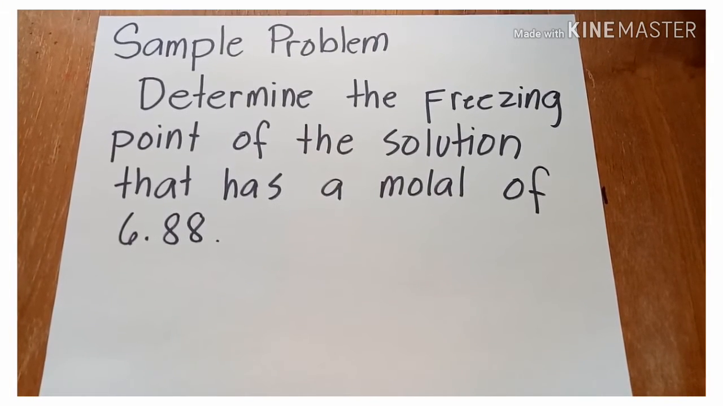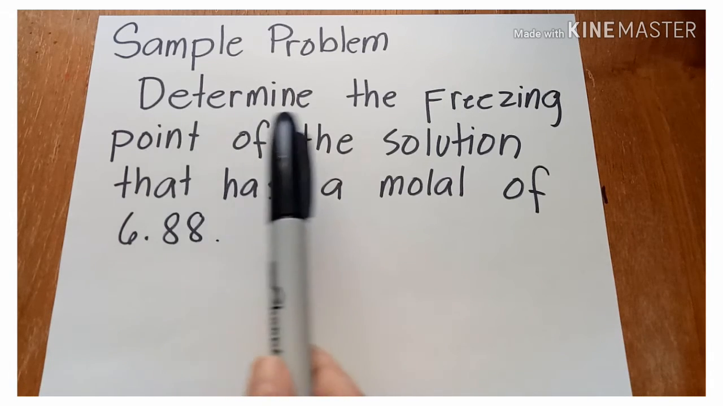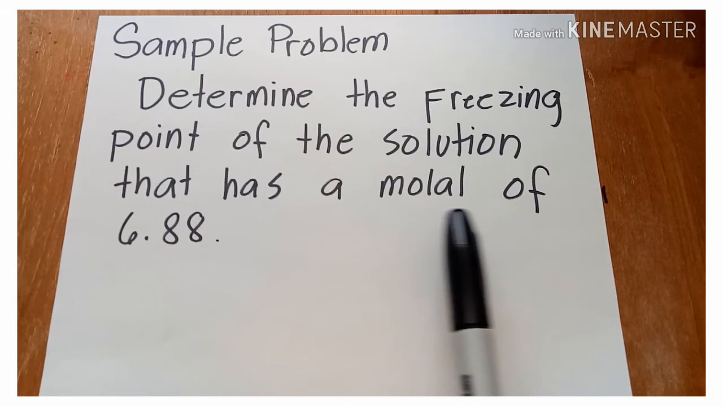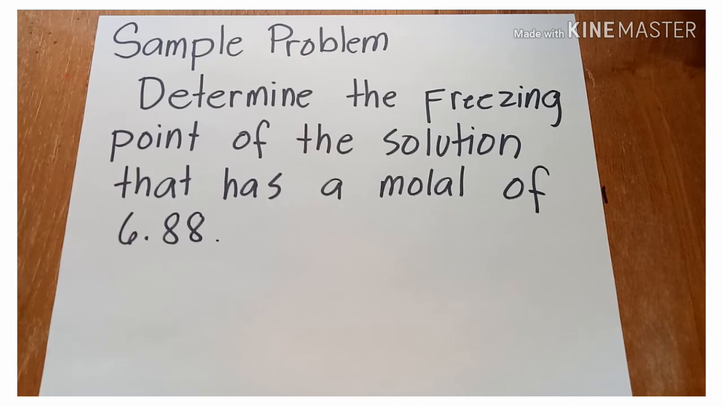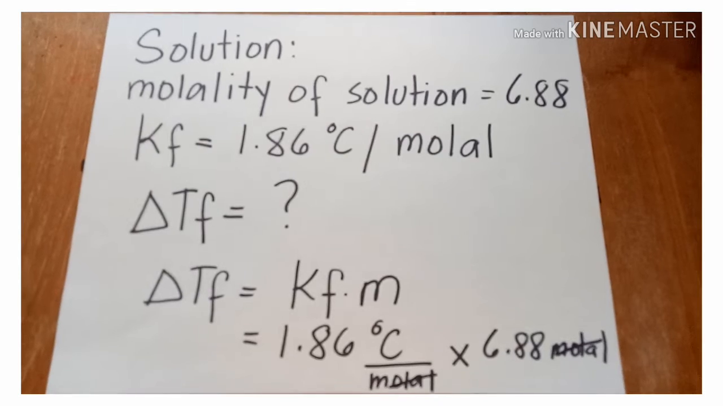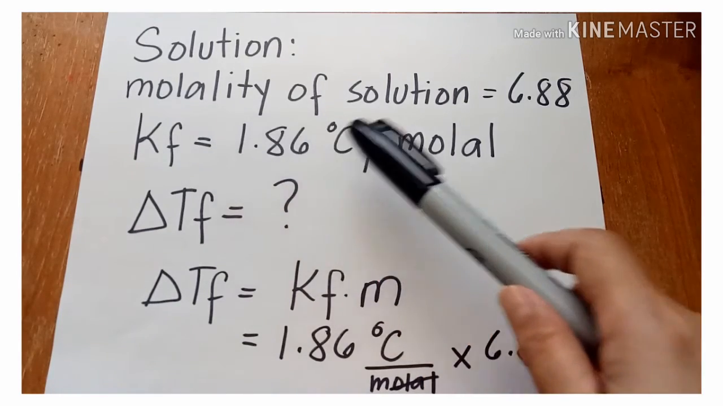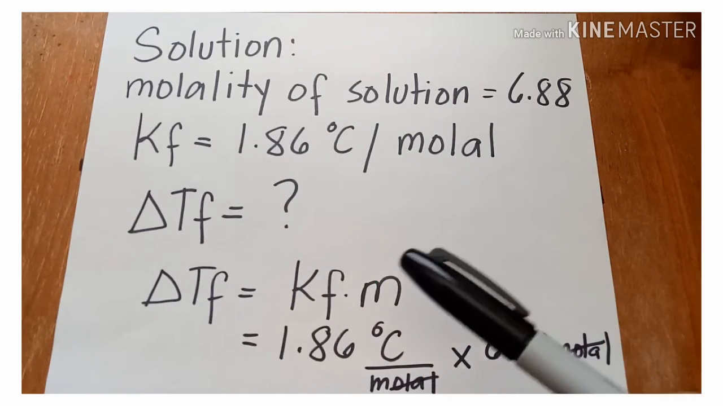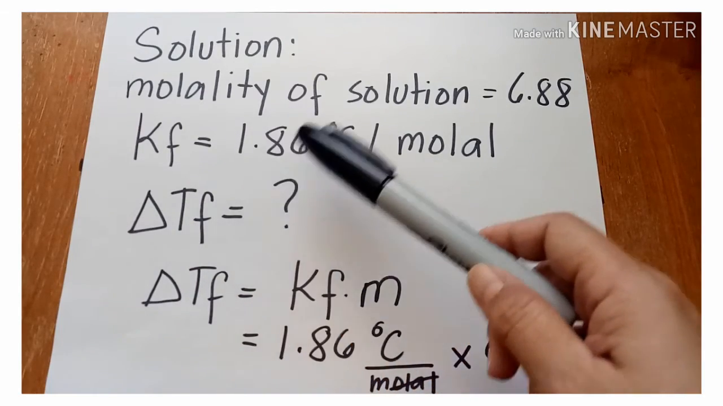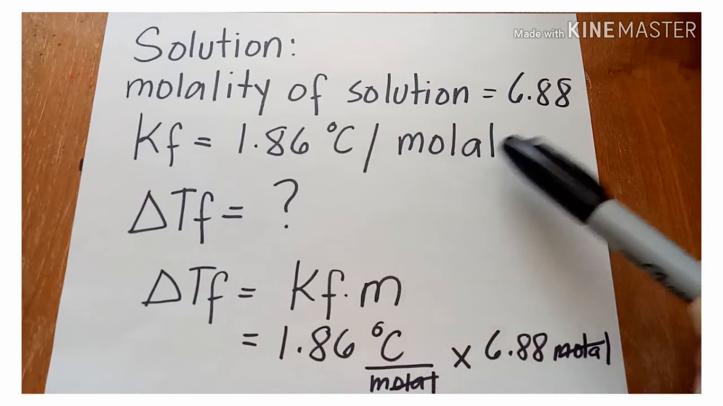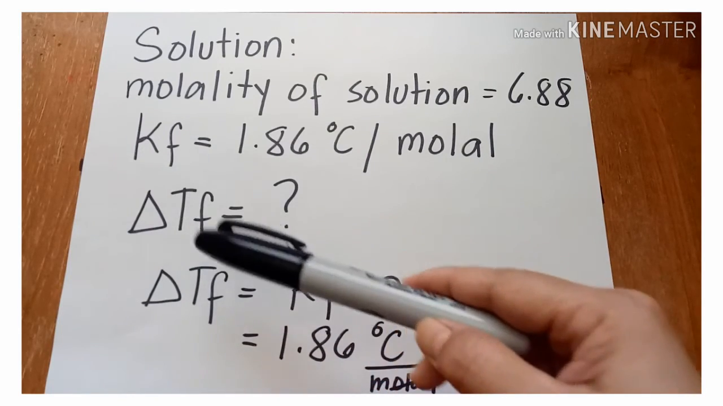Alright, this time let us have a sample problem so we can use the formula of freezing point depression. Our sample problem is: determine the freezing point of the solution that has a molality of 6.88. Let us have the given from the problem a while ago. The molality of the solution is 6.88, K sub F is equal to 1.86 degrees Celsius per molal, and the unknown is delta T sub F.